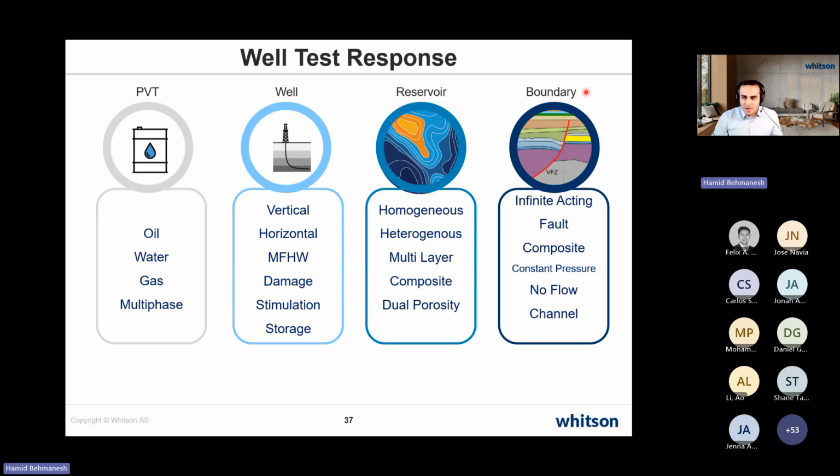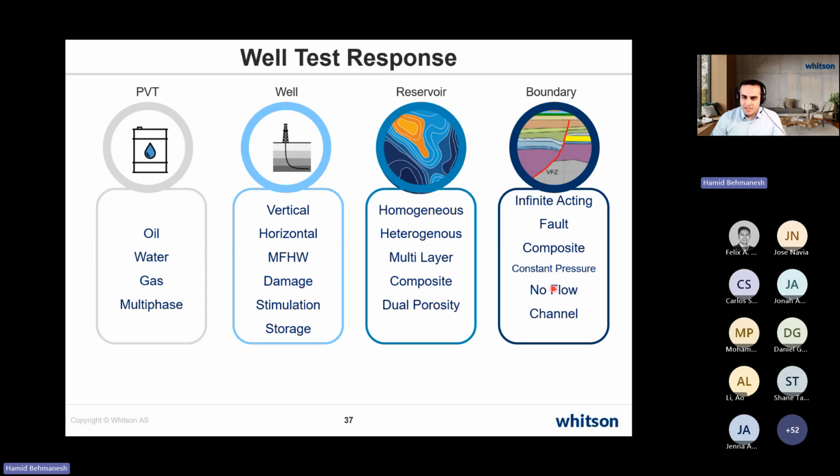In terms of the boundary of the reservoir, it could be infinite acting. It could be an aquifer, which is infinite acting, like in the time of the test, it can present itself as infinite acting. There could be a fault nearby. Could be a composite reservoir, or it could be that the reservoir is connected to an aquifer, which is at constant pressure. Could be no flow, simply because there's another well draining from the same reservoir, and therefore a no flow boundary is established in between the two wells, and it could be a channel reservoir.